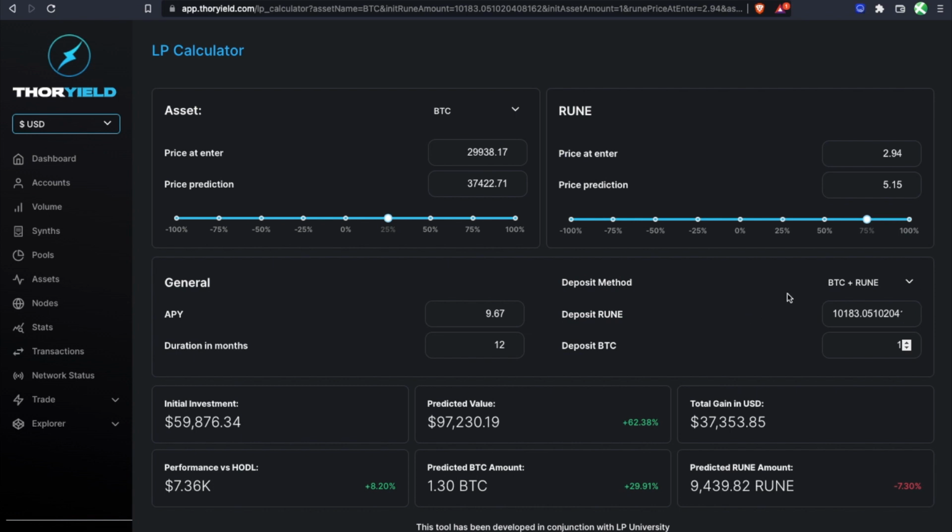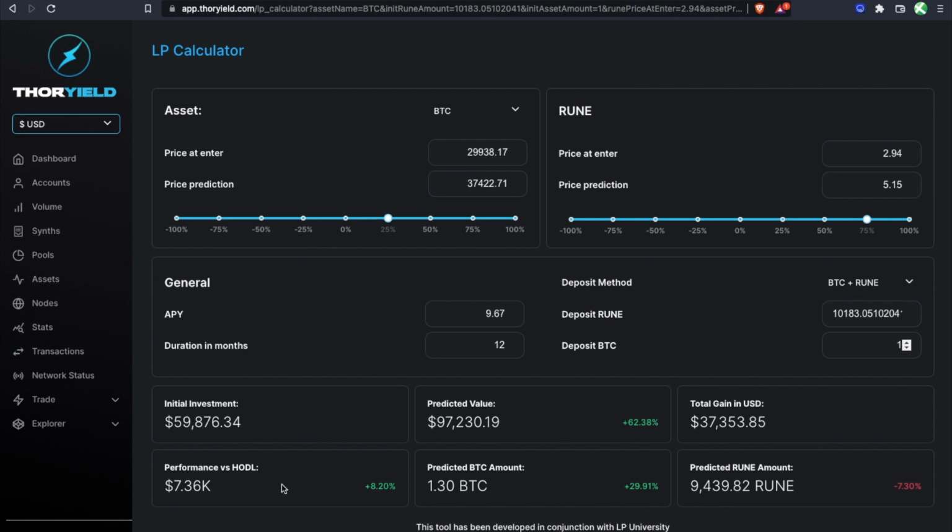So once we've put in what we want to deposit and some price predictions, we could have changed the APY if we wanted to be conservative, and over what time period we want to see what this works out to. Then we get the results down here. So initial investment, this is of course in dollar terms what you started with. Predicted value, this is how much the position would be worth after that much time if all of your predictions are correct, this APY and these prices, then that's how much it would be worth after that time period. And of course, that is the difference, that is the gain.